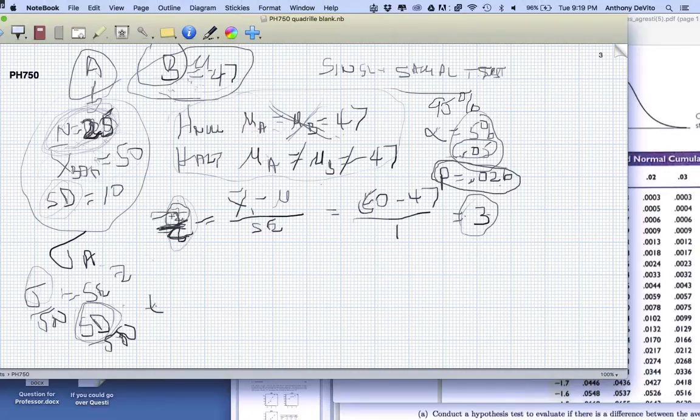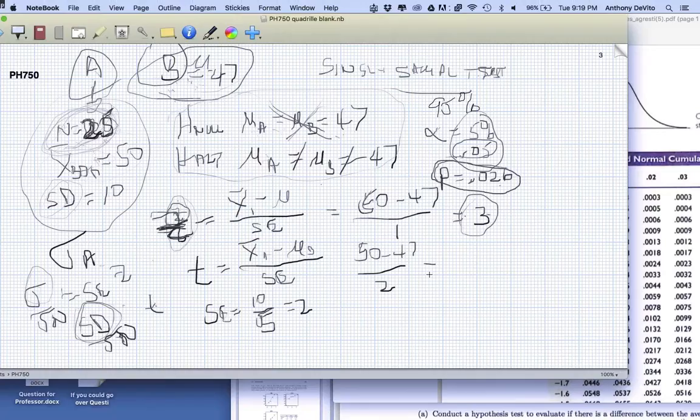So now I have to say to myself, how far apart are these in terms of the number of standard errors? Well, t is equal to x bar a minus mu b over the standard error. Okay, this time though, what is the standard error equal to? It's equal to 10 over the square root of 25, which is 10 over 5. It's equal to 2. So we have 50 minus 47 divided by 2. So my t-score now is equal to 3 divided by 2, which is 1.5.